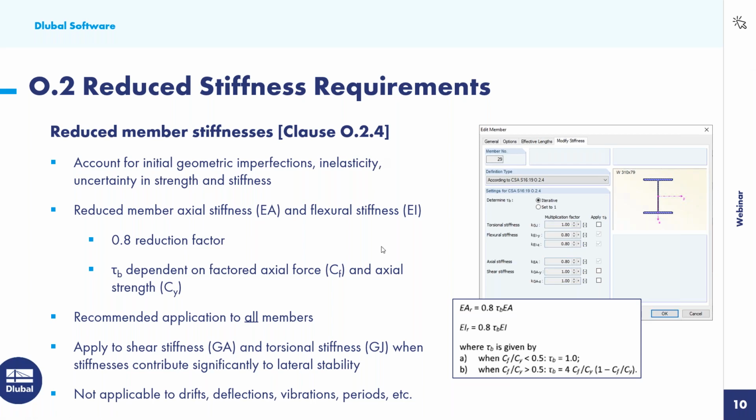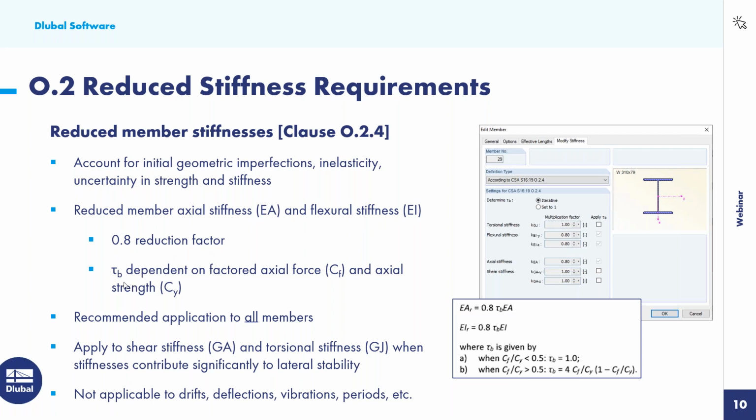So what we'll actually find is that there are a lot of similarities here with these requirements to the direct analysis method given in the AISC chapter 7. But there's also some big differences as well. So the CSA states that we must reduce the member's axial stiffness, so that's EA, and the flexural stiffness, EI, by a couple of factors. And the first is a 0.8 reduction factor, so that's pretty easy.